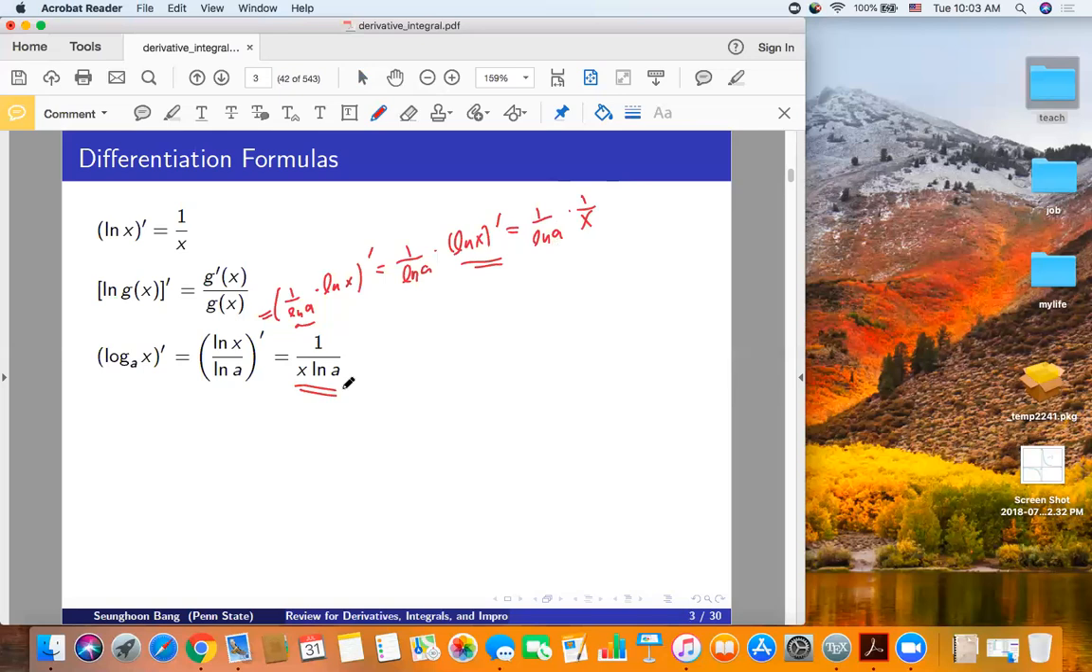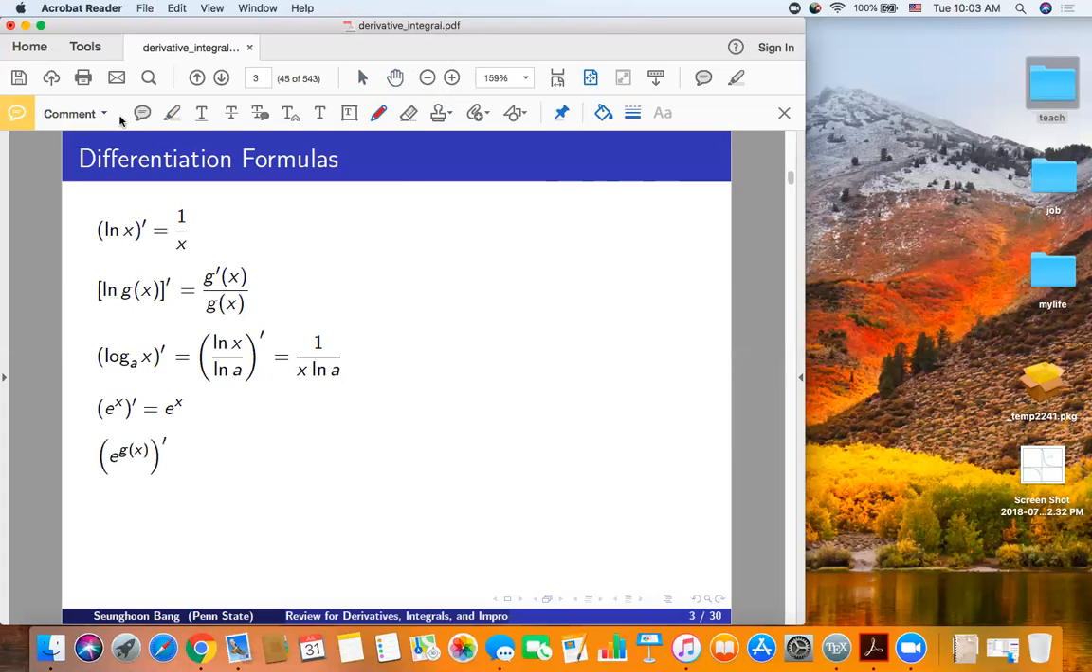The next one, e to the x prime. What is e to the x prime? Do you know? If you know e to the x prime, could you write the answer on the chatting board? Yes, thank you, Lin. So e to the x prime is e to the x. So we have it.